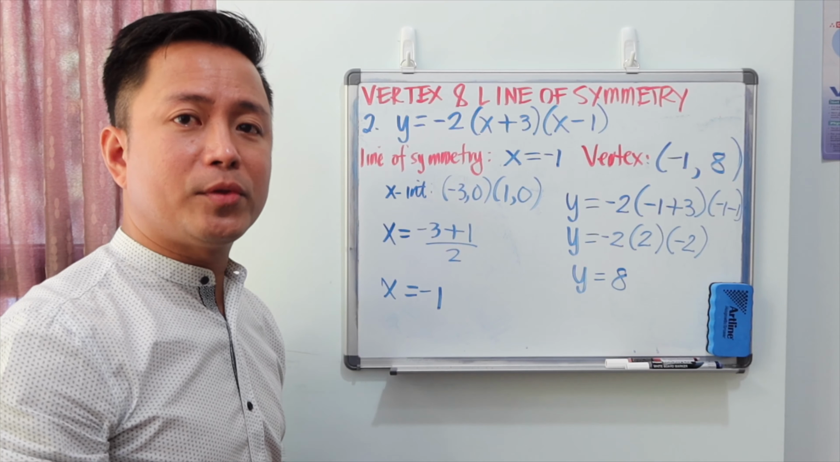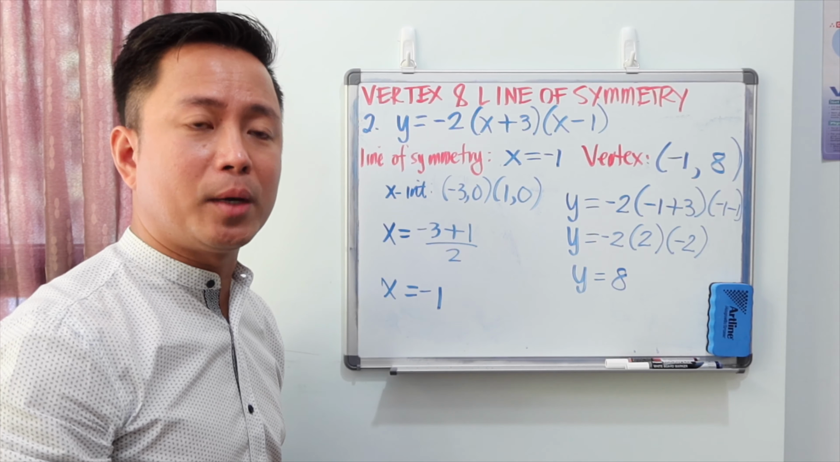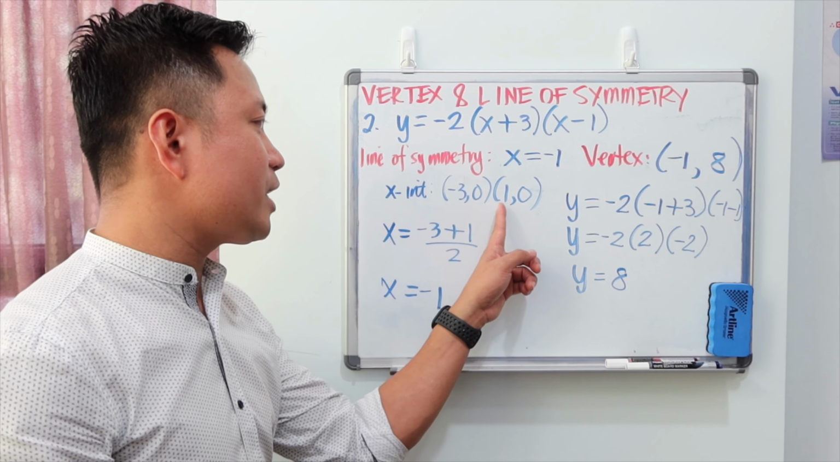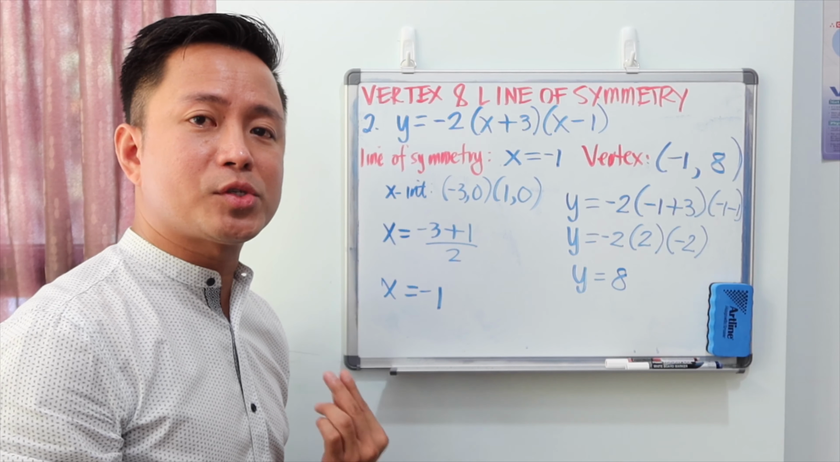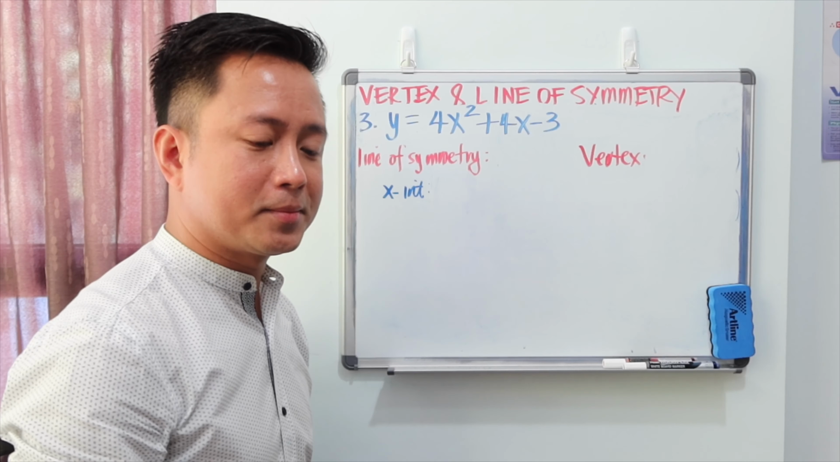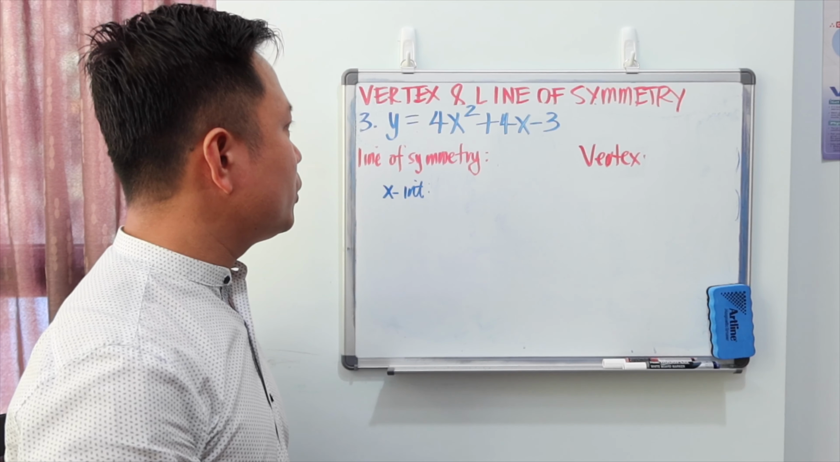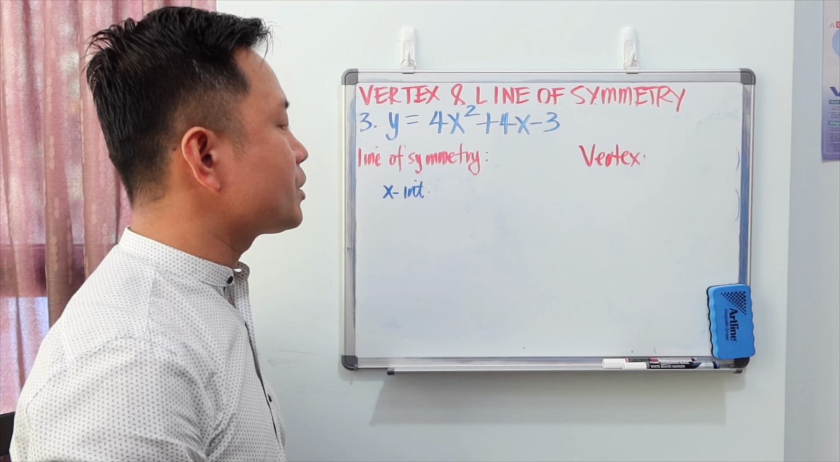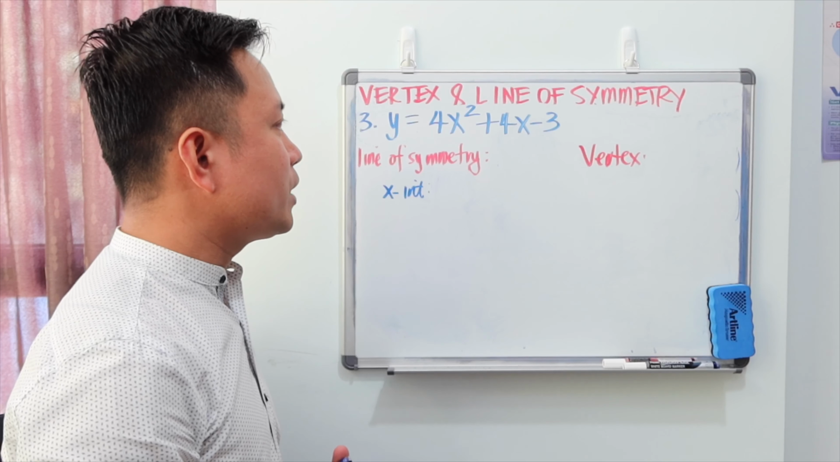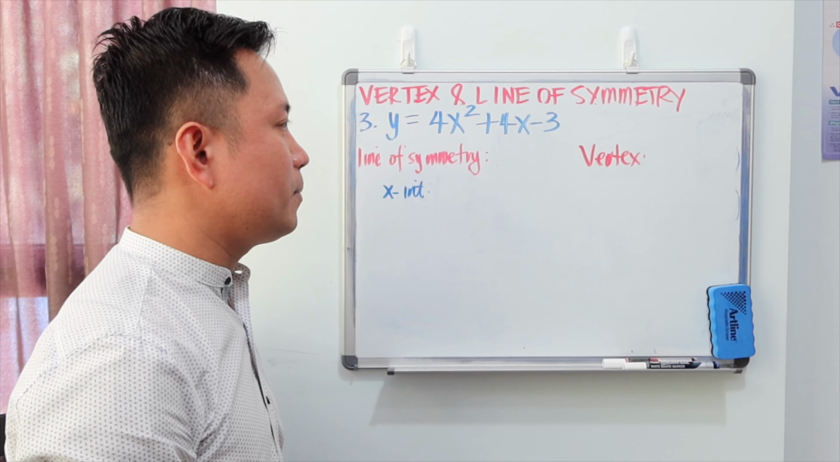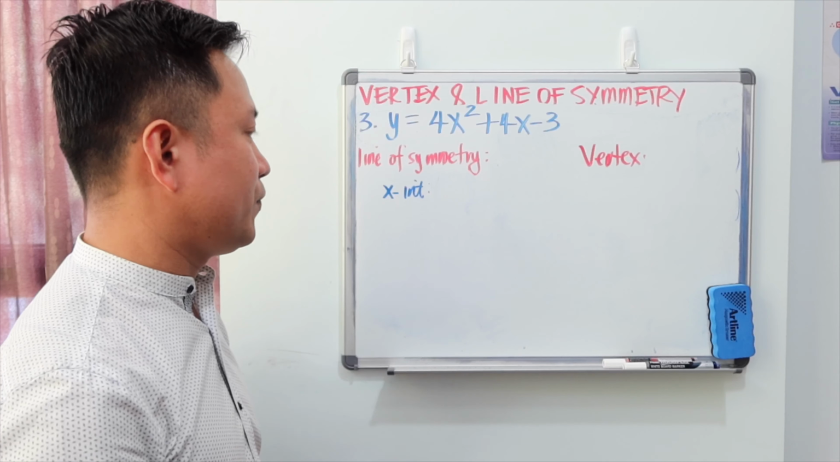So again, if the quadratic function is in factored form, you simply get the x-intercepts and then you get the average of those two x-intercepts. Now let's have example number 3. Y is equal to 4x squared plus 4x minus 3. So this quadratic function is not in factored form. In fact, it is in standard form.